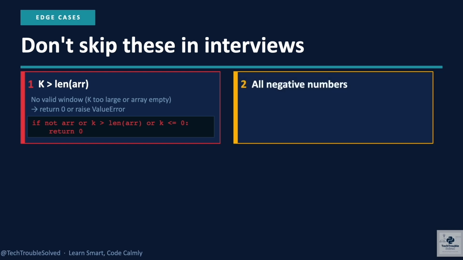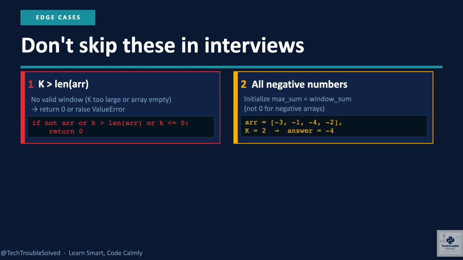Case 2. All negative numbers. This is the most common bug candidates make. If you initialize max sum to 0, you will return 0 instead of the correct answer when every element is negative. Look at this example. Array equals -3, -1, -4, -2 with k equals 2. The maximum sum window is -3, -1 which gives -4. That's the best we can do. But if you started max sum at 0, you would return 0, which is completely wrong.